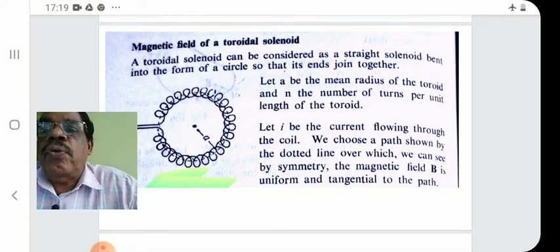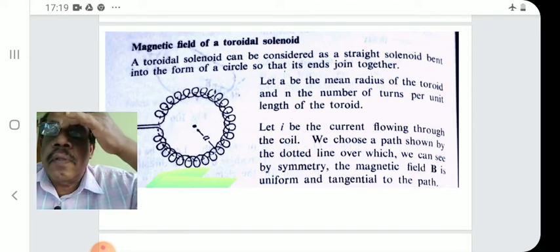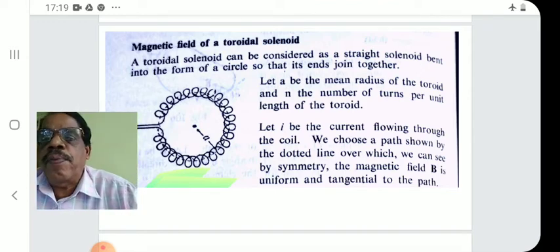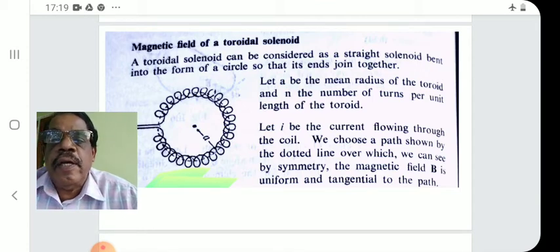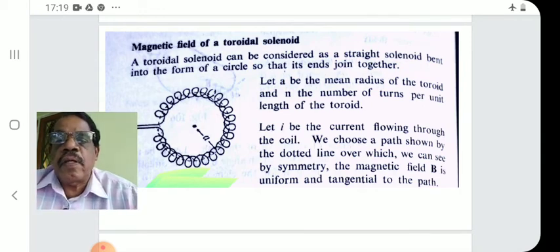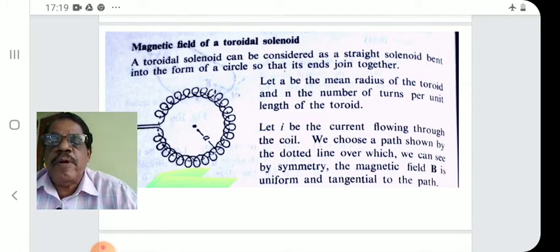A toroidal solenoid can be considered as a straight solenoid bent in the form of a circle so that its ends join together. Let a be the mean radius of the toroid. A is marked in the figure. And n is the number of turns per unit length. That is an important term. n is not the total number of turns, but it is the number of turns per meter, turns per unit length. That you specially note.